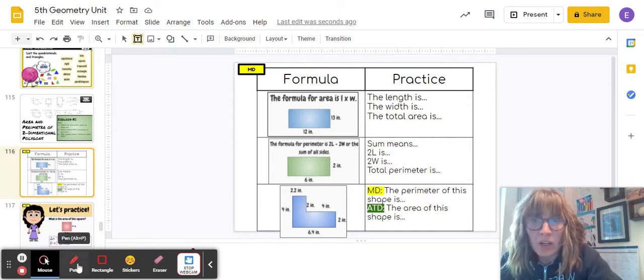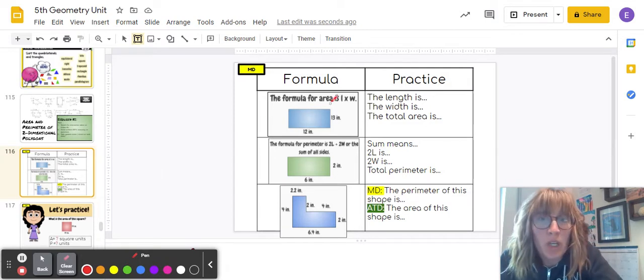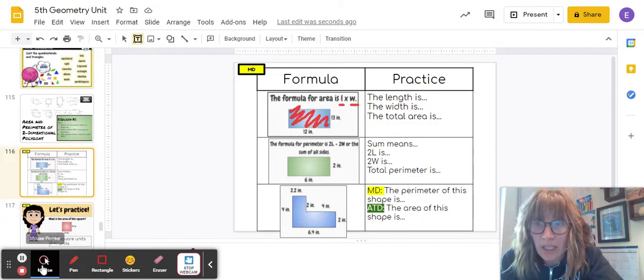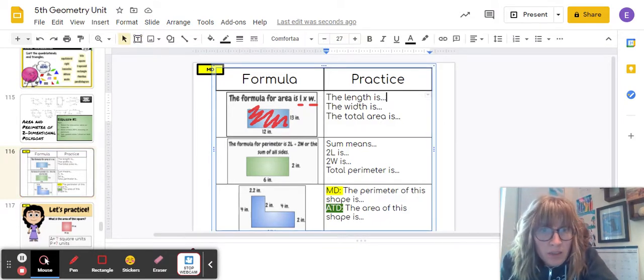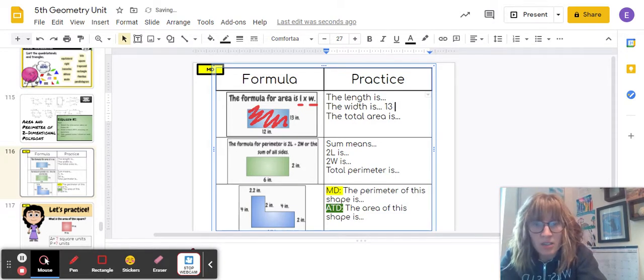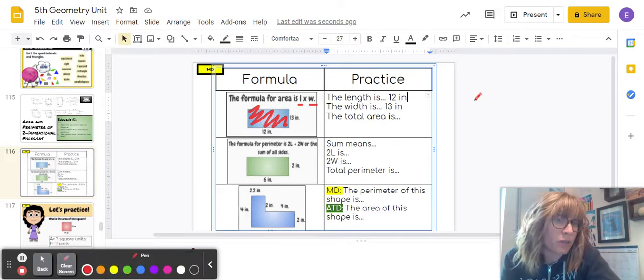So when we want to find the area, how much we can plant inside of the garden, to find the area of this inside space, we're going to multiply your length times your width. The length in this case is 12 inches, and the width in this case is 13 inches. And so the total area is 12 times 13, and we can do that in different ways.